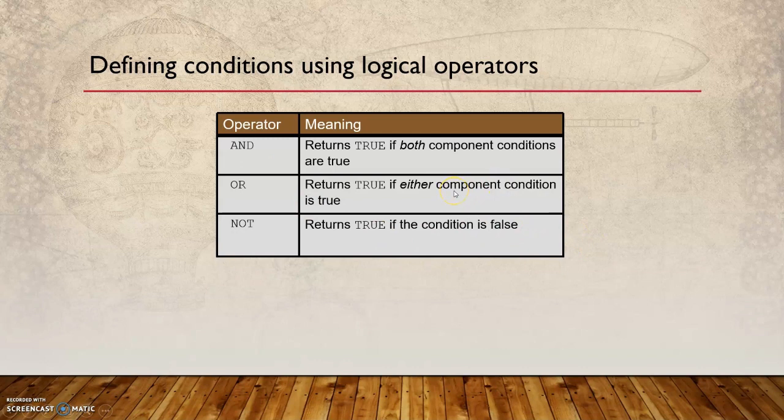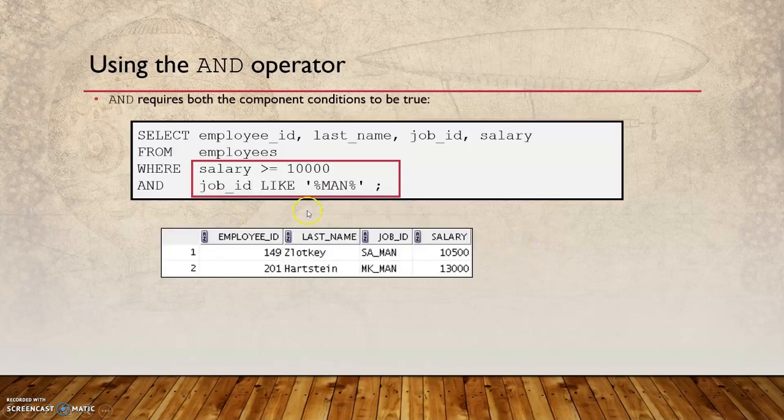OR is true if either one of them is true. NOT returns true if the condition is false.